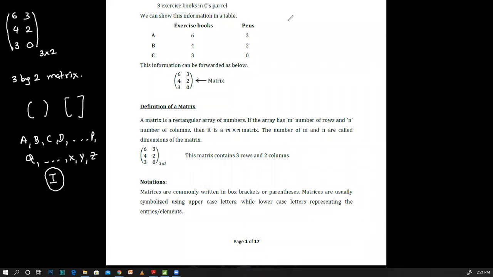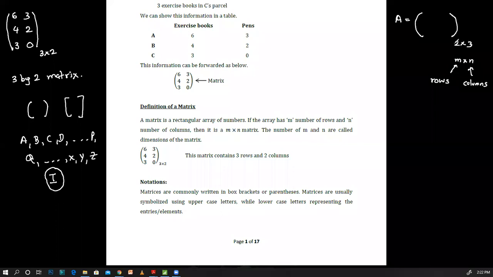Now, as an example, suppose that you are naming the matrix as A, then we can say that A is a matrix we are having, and I am saying that this is a 2 by 3 matrix. 2 by 3 means, according to the definition of a matrix we have learned, if it is an m by n matrix, then m suggests the number of rows and n suggests the number of columns in the matrix. Therefore, if this is a 2 by 3 matrix, it suggests that there are 2 rows and 3 columns.